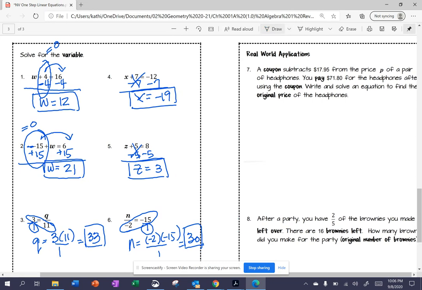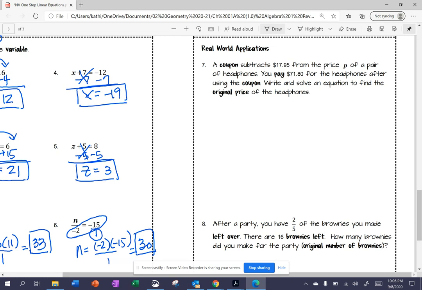Okay, let's do a word problem. A coupon subtracts $17.95 from the price P of a pair of headphones. You pay $71.80 for the headphones after using the coupon. Write and solve an equation to find the original price of the headphones. Okay, so in words, I have the original price minus the coupon equals what you pay. This is what the sale is.